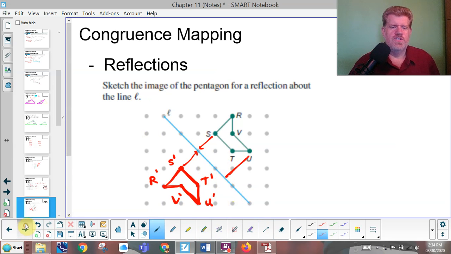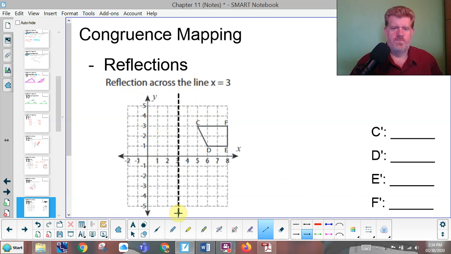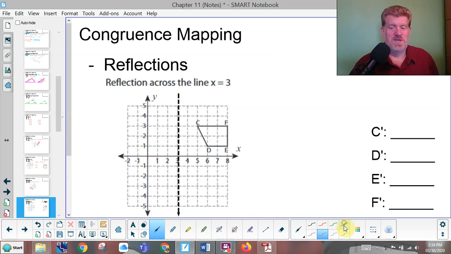Now, reflections over lines on the coordinate plane are a little bit easier. So, x equals 3. You remember what the line x equals 3 is? I'll draw a dotted line for it. X equals 3 would be right there. So, a reflection across a vertical line is pretty straightforward because all you've got to do is, if C is 2 units away from the reflection line, then its reflection is 2 units away on the other side.